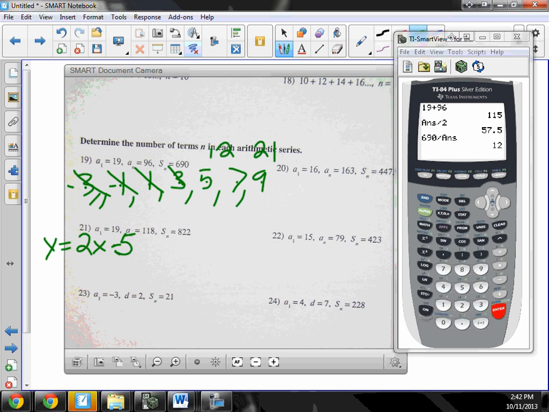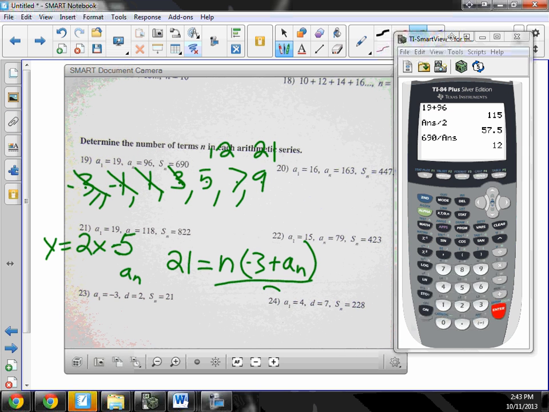Okay. Is there a way to do it without writing them all out? Because the next one goes up to 228. Does anybody see a way? Do you see a way to calculate a sub n? Well, let's try what we did last time. 21 equals n times negative 3 plus a sub n over 2. Well, that's kind of a problem.